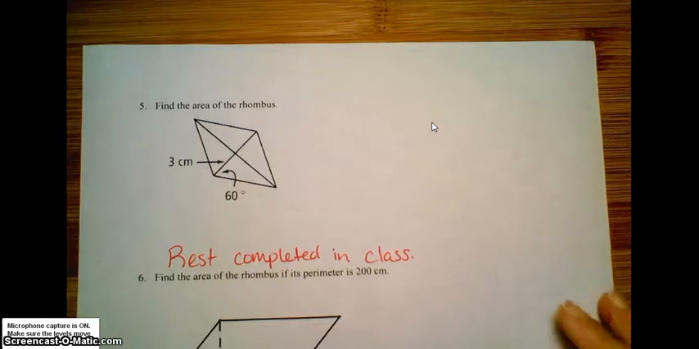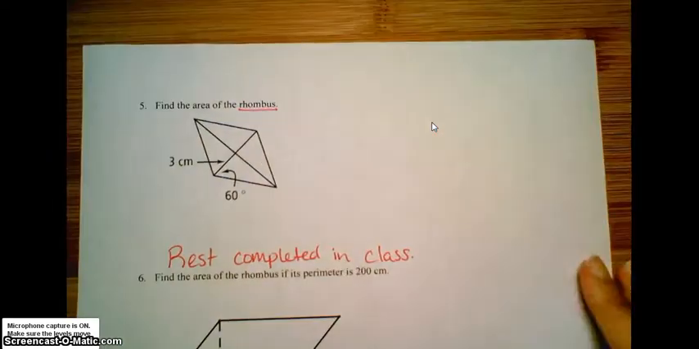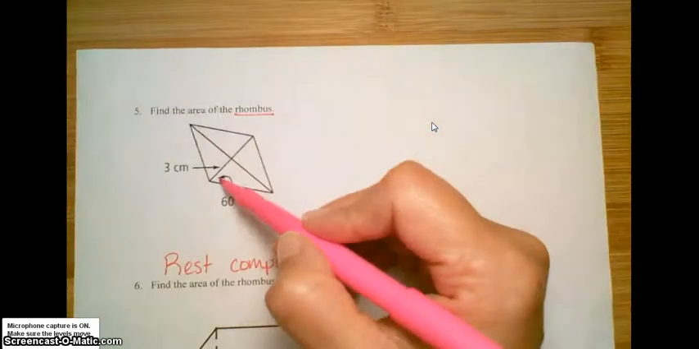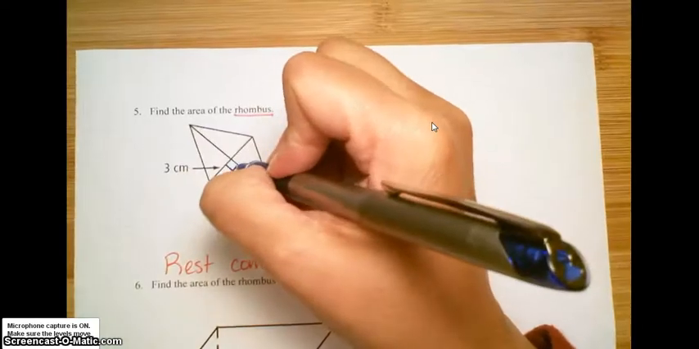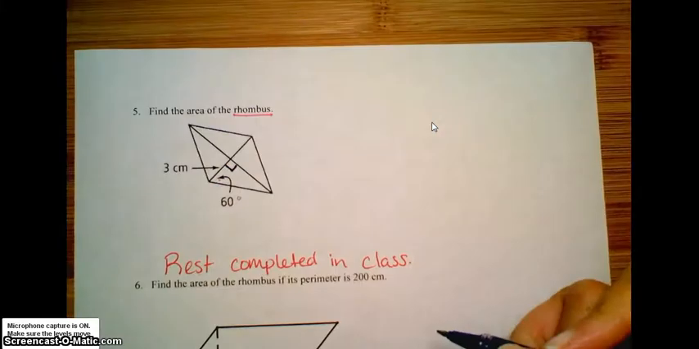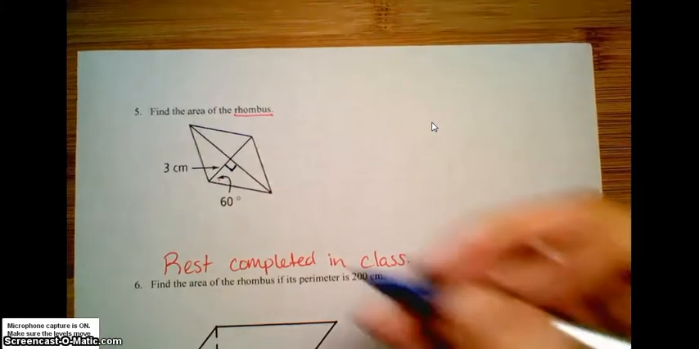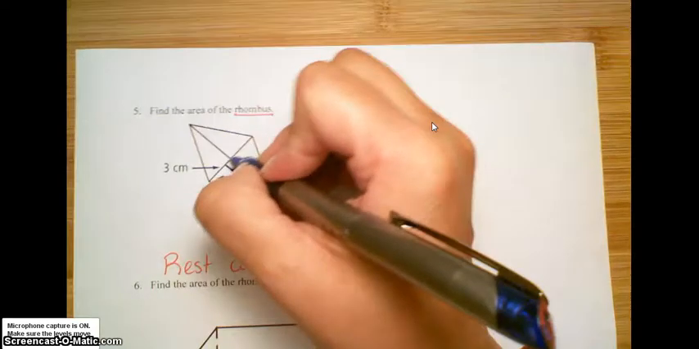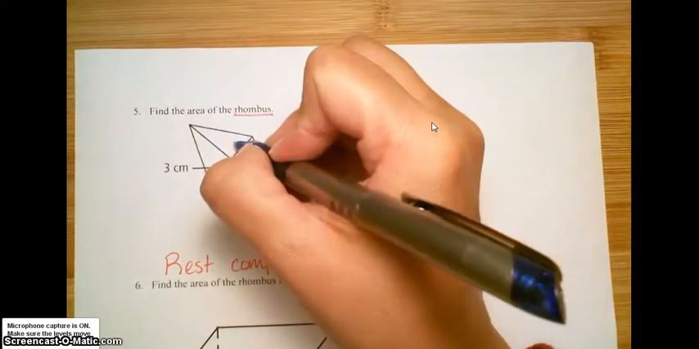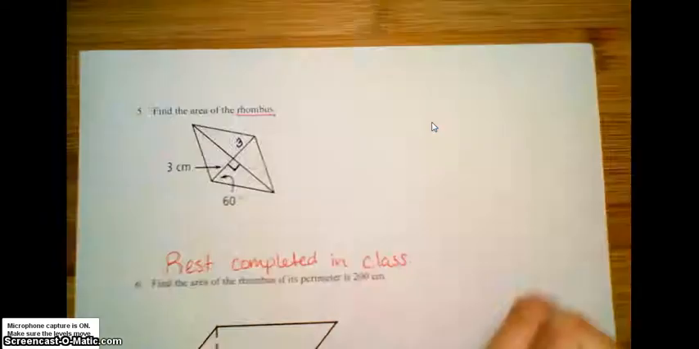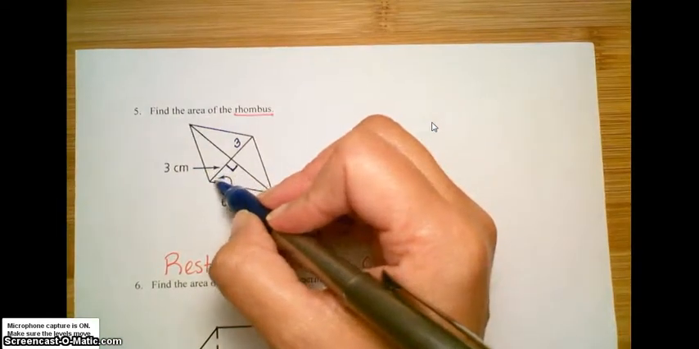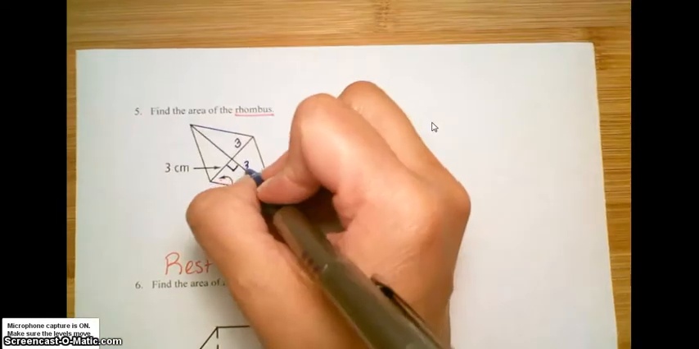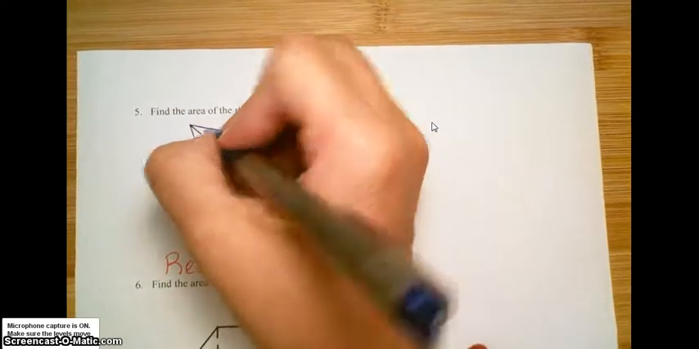Okay, in example 5, we're looking for the area of this rhombus. We've been told this is 60 degrees. We also know that the diagonals of a rhombus are perpendicular to each other, so this is a 30, 60, 90, with our short leg being 3. We also know the diagonals bisect each other, so this piece will also be 3. So if our short leg's 3, our long leg over here will be 3 root 3.